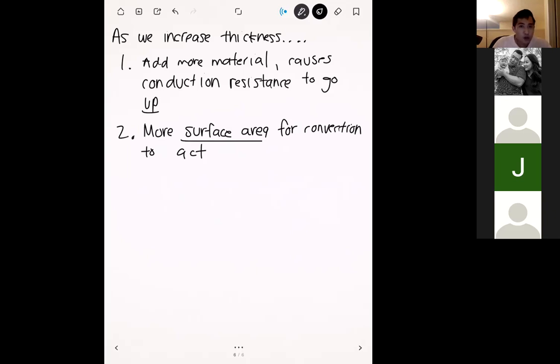Okay. And so now that we have the physical intuition, let's go ahead and find out what the critical thickness is, okay? And so what I mean by critical thickness is, at what radius is the thermal resistance going to be at a minimum, okay?